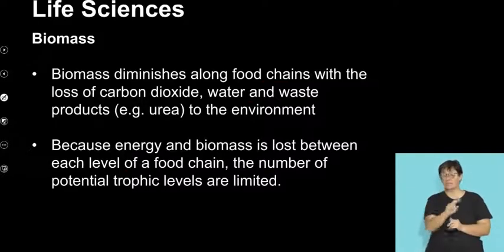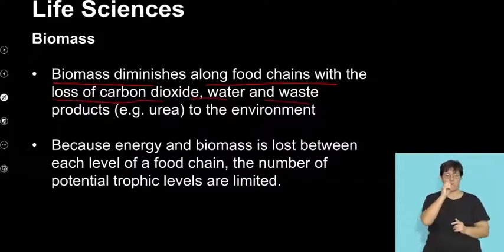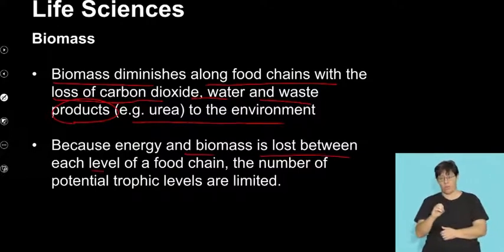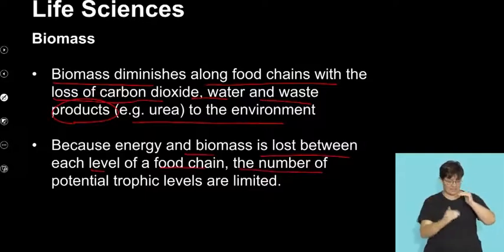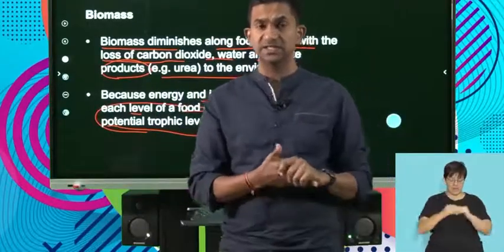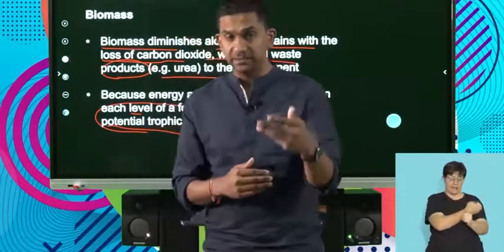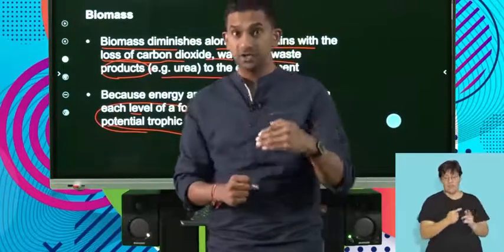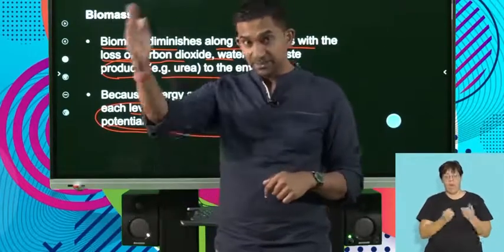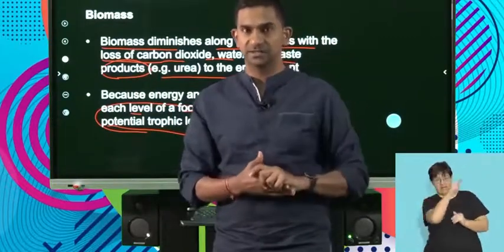What's important to recognize is that biomass diminishes along the food chain, with the loss of carbon dioxide, water, and waste products taking up that energy. Because energy and biomass are lost between each level of a food chain, the number of potential trophic levels is limited. As we see greater loss in energy, the number of trophic levels significantly reduces. The more energy available in an ecosystem or food chain, the greater the complexity and the number of trophic levels present, sustaining a higher level of organisms in that food chain.